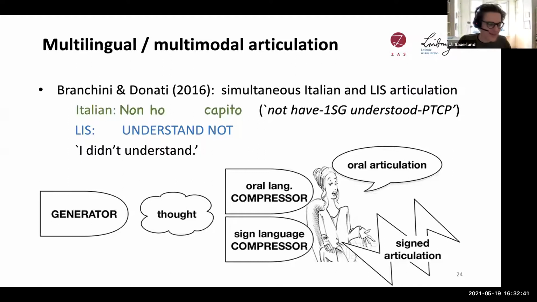And possible evidence for this is in work by Branchini and Donati, where they observed examples where bimodal speakers simultaneously produce in Italian something like "io non ho capito", "I don't understand", with negation in front of the verb, but in Italian Sign Language the reverse word order, each of these being the appropriate word order for the language. So this would fit into the model if this is restricted to cases where they start with a single thought, but then have different ways of mapping this to different articulatory systems that they control in parallel.